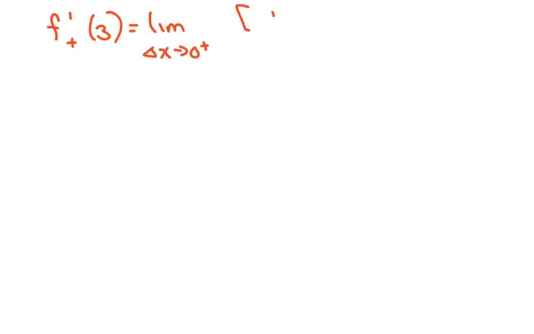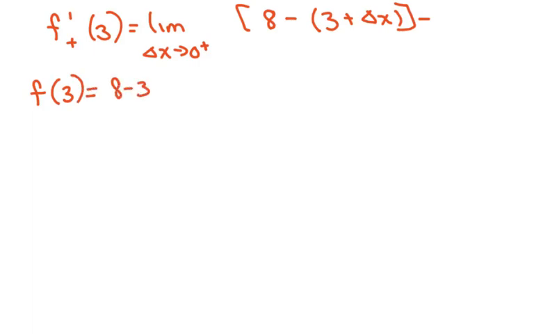So it's going to be 8 minus, and we're going to plug in 3. So it's going to be 3 plus delta x, minus f of 3. So f of 3 is going to be 8 minus 3, which equals 5, over delta x.